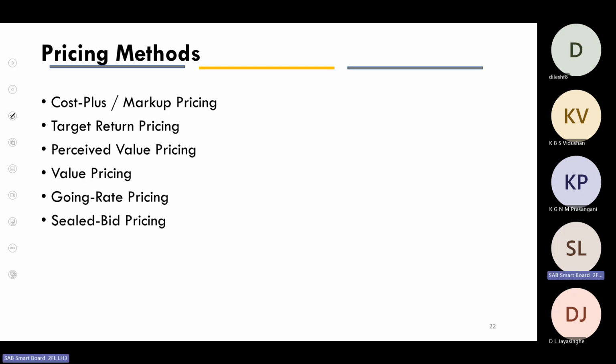Hope you all are familiar with this. Are you? What happens in cost plus pricing or markup pricing? What happens there? You can teach me now. What happens? For accounting or management accounting or anything, you may have learned this. What happens in cost plus pricing? Sorry? Okay.